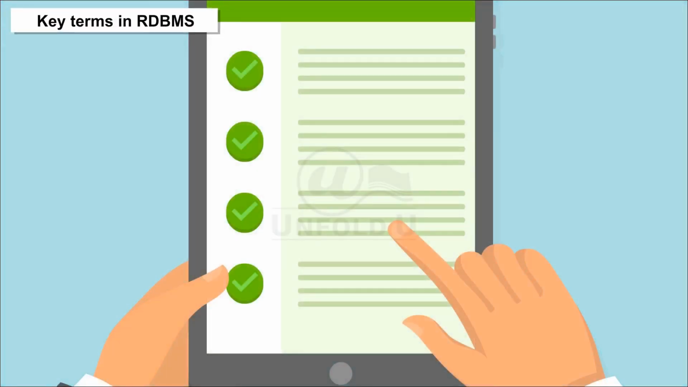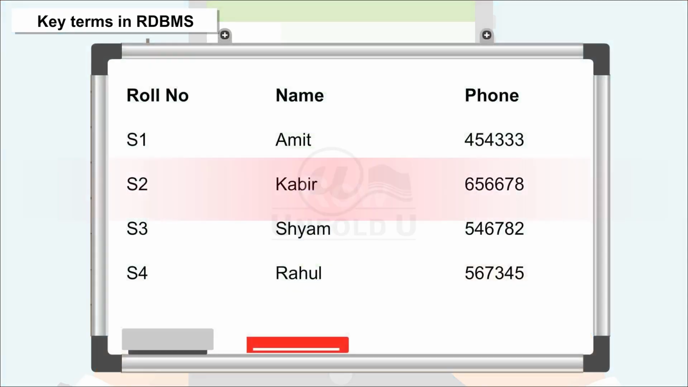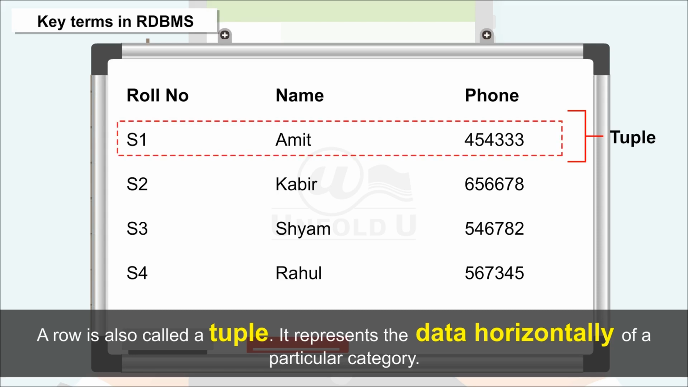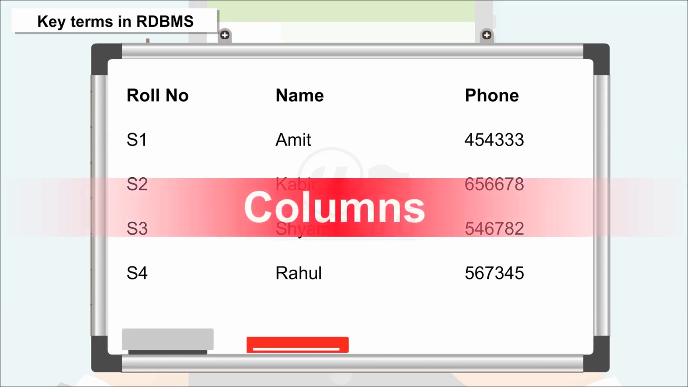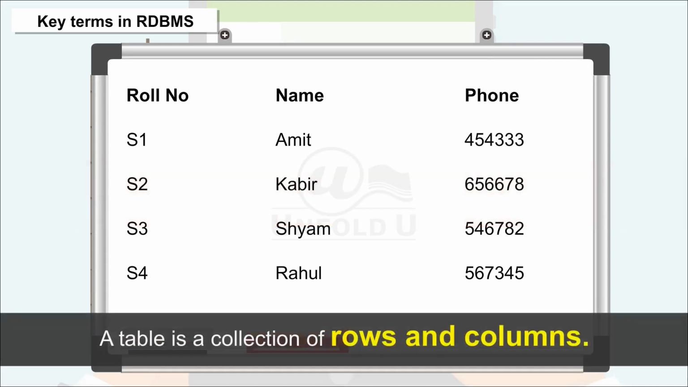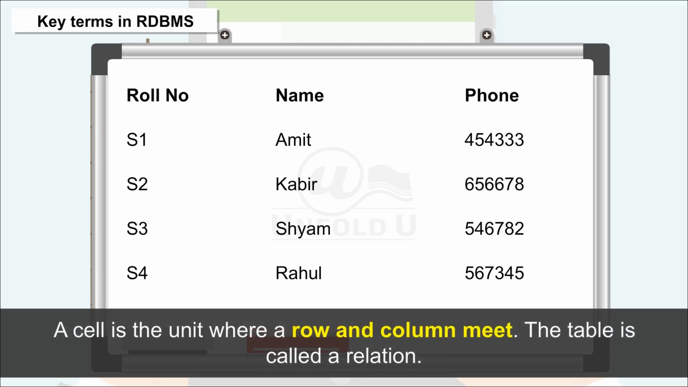Key terms in RDBMS. Row. A row is also called a tuple. It represents the data horizontally of a particular category. Columns. A column header is called an attribute. A column represents the data vertically and belongs to one row. Table. A table is a collection of rows and columns. A cell is the unit where a row and column meet. The table is called a relation.